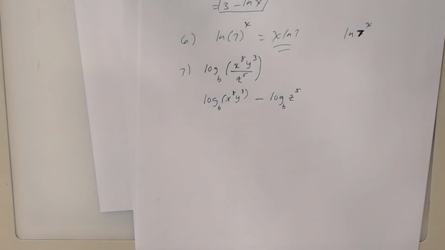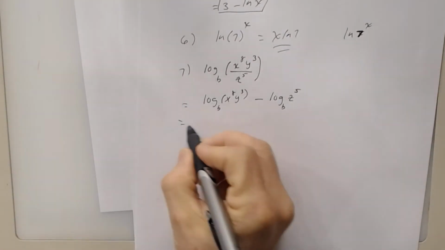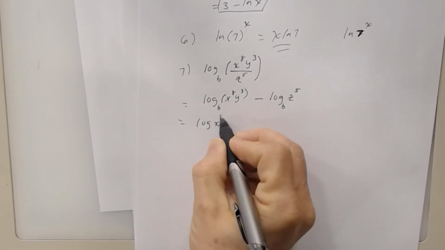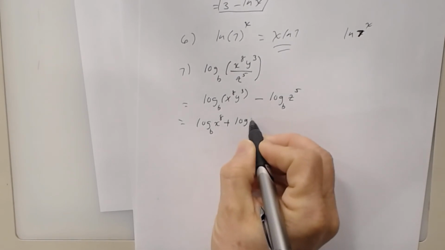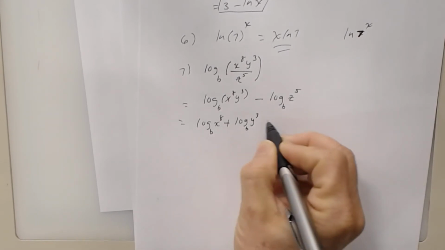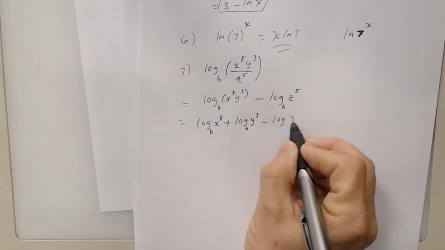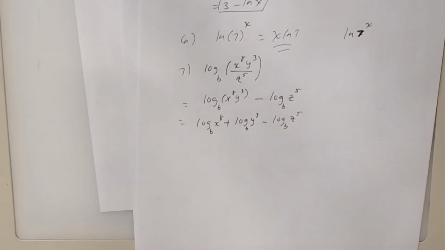Then, though, you can do something with that first law. What rule can you use on that first term? Product rule. Log x to the 8th power base b plus log y to the 3rd base b, and then minus the log of z to the 5th base b. So I use the quotient rule first, and then I use the product rule with the first one.